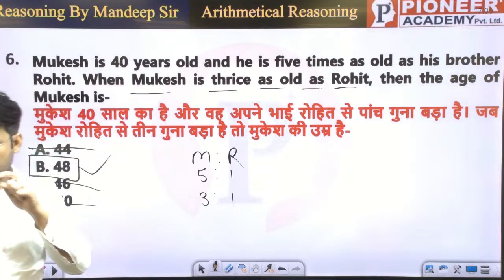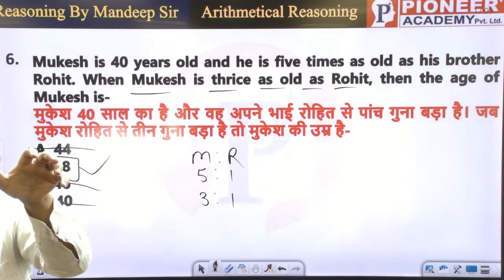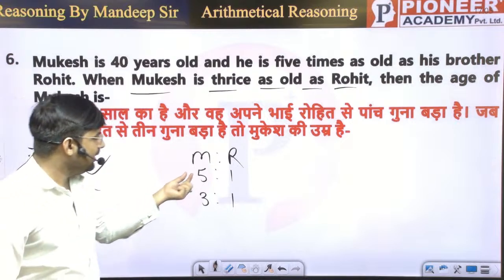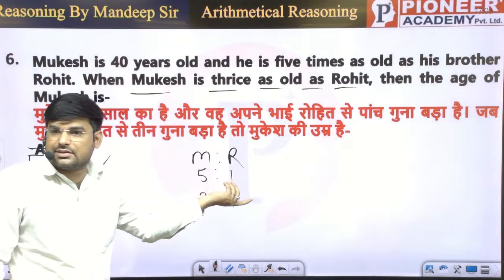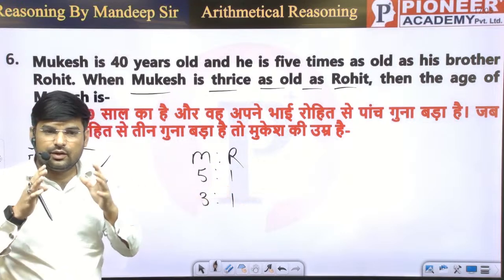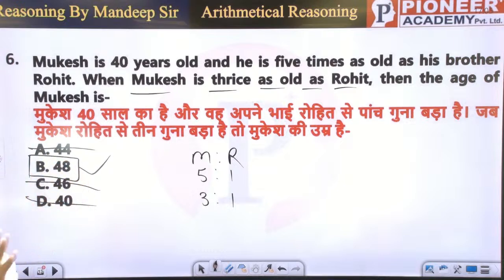Just imagine, I am 4 years younger than you. Then after 10 years, the difference of 4 years is constant. The difference of age is always constant. But here the differences are not equal, so we have to make an equal difference between Mukesh and Rohit.